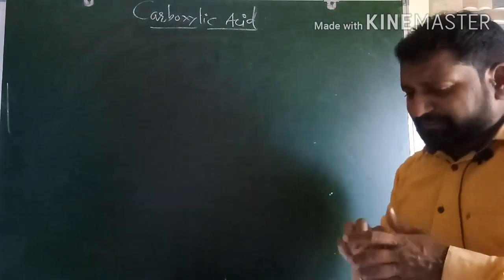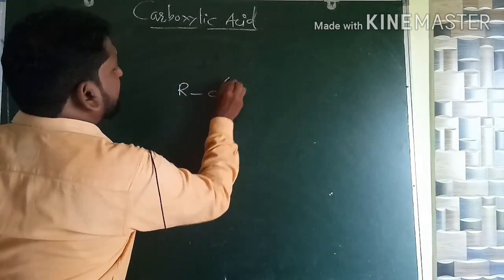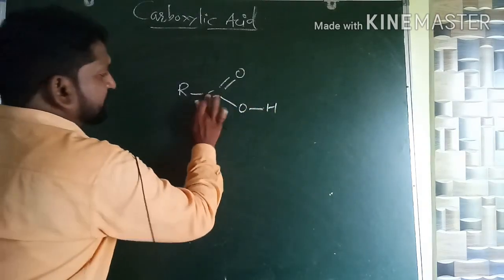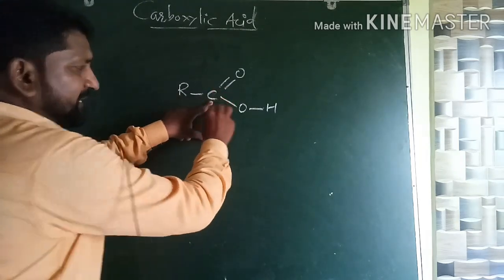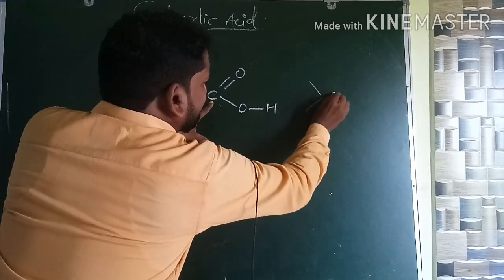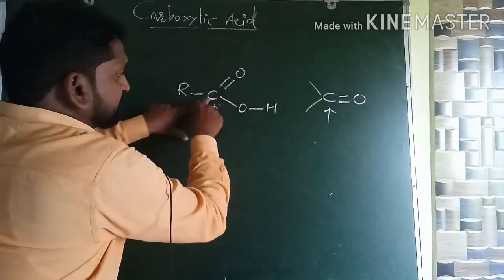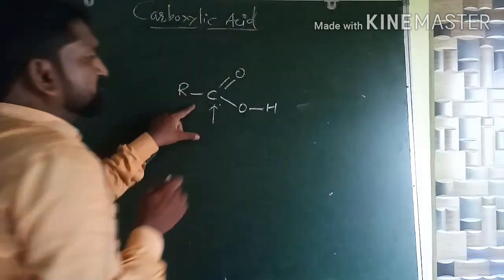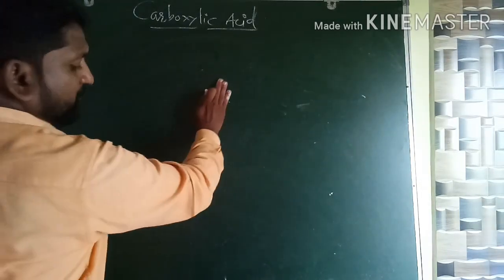Now everybody see here, one more important thing. R, C, double bond O, single bond O-H. This carboxylic carbon atom is less electrophilic than the carbonyl carbon atom. Why? Because of the resonance structure shown by the carboxylic group. Okay, see here what happened.